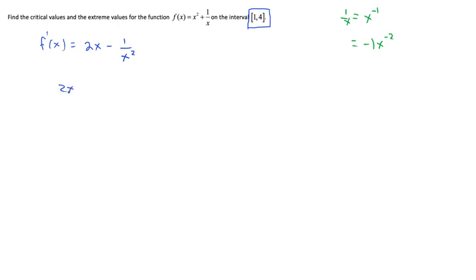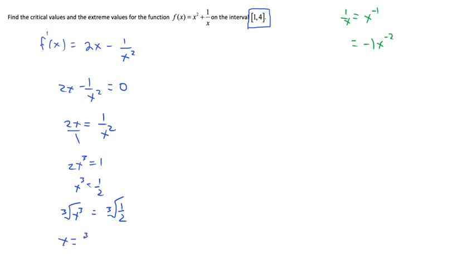So 2x minus 1 over x squared is equal to 0. And then here we'll just move this over to the other side, and then we'll cross multiply these, right? So we get 2x cubed is equal to 1. x cubed is equal to 1/2. So then here we're going to take the cube root, so the cube root of x cubed equals the cube root of 1/2. So there we go, x is the cube root of 1/2.